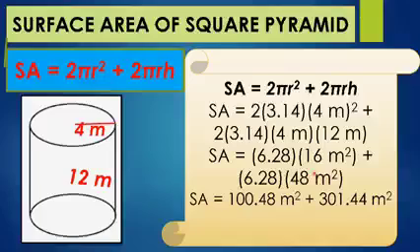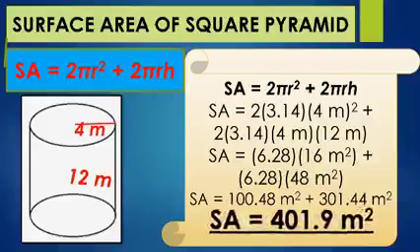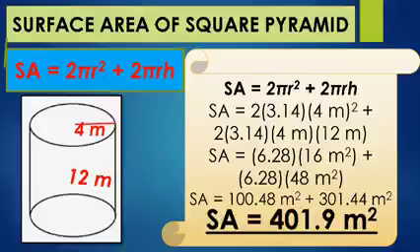After getting the product, simply add these two products. And the sum is equal to 401.9. Okay, it is already rounded off to the nearest tenth. Okay, so therefore the surface area of the cylinder is 401.9 square meters. Another one.